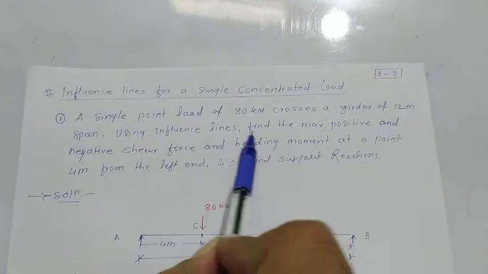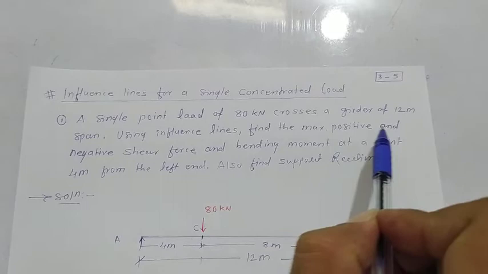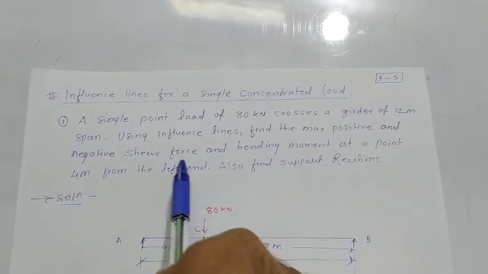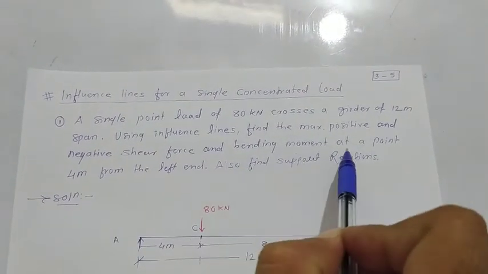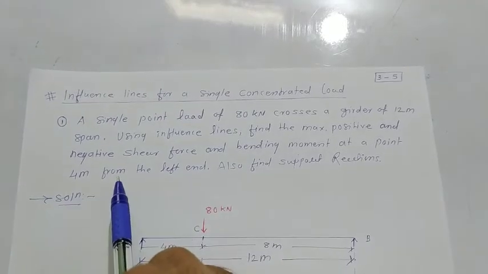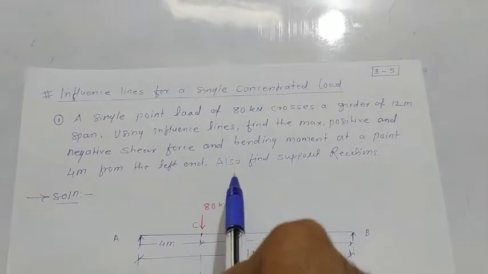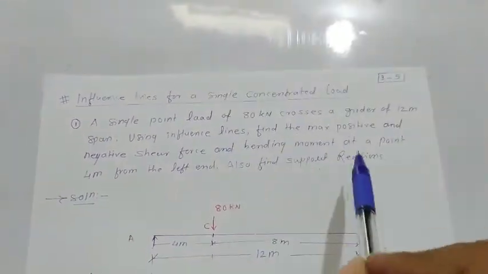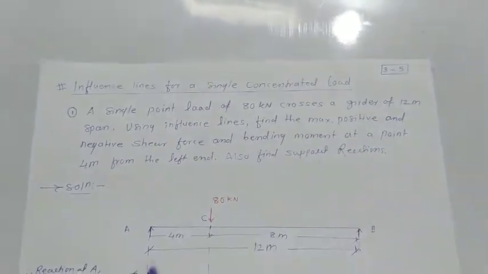Using influence lines, find maximum positive and maximum negative shear force and bending moment at a point 4 meter from the left end. Also find support reactions. So this one is the problem statement.